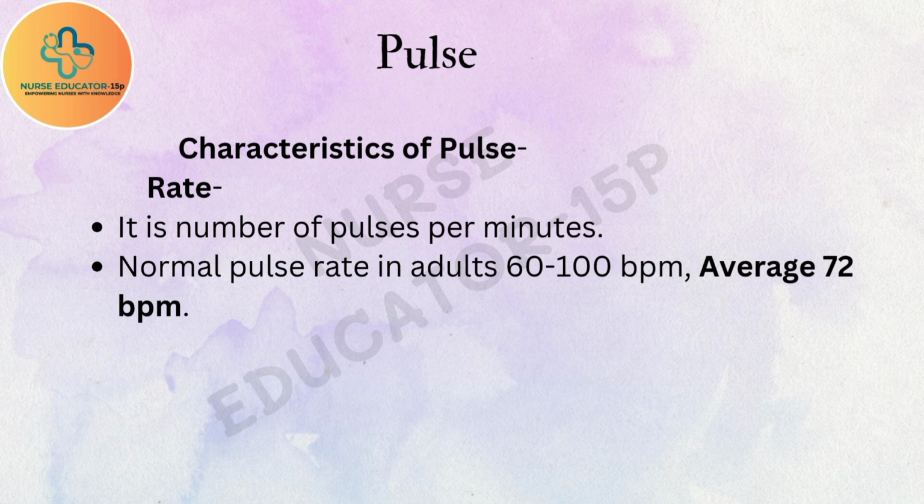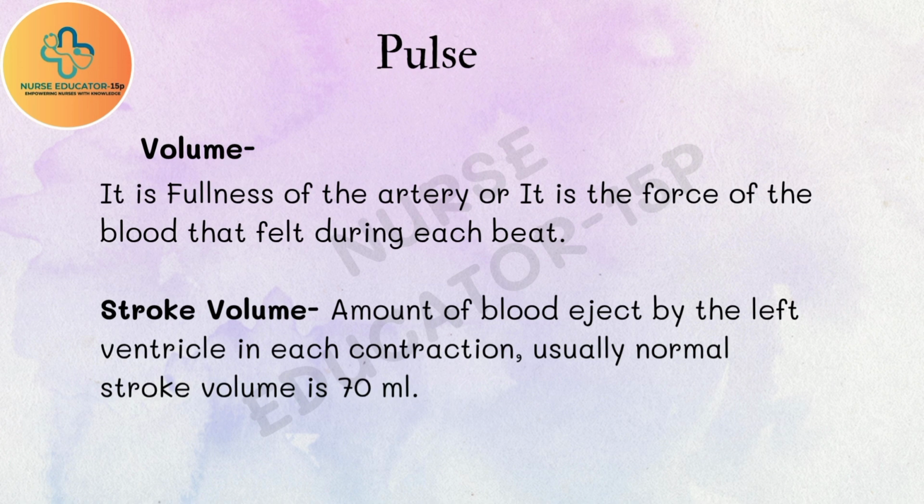In the last video, I have not explained in detail the second and third characteristics. The second is volume. The fullness of the artery is called the volume. The force of the blood that is felt during each beat is called the volume. The stroke volume is the amount of blood ejected by the left ventricle in each contraction. Usually the normal stroke volume is 70 ml.